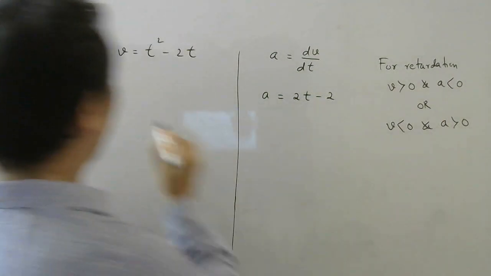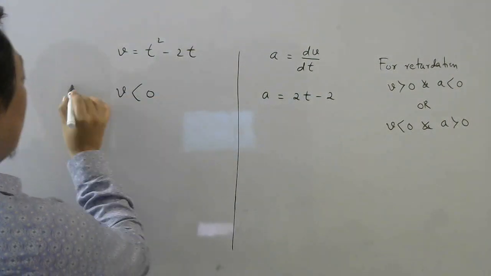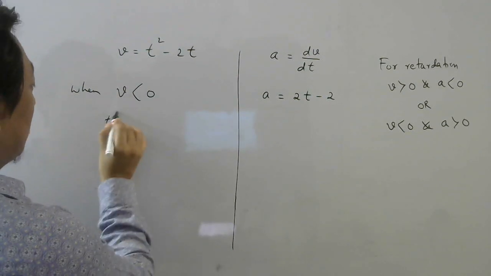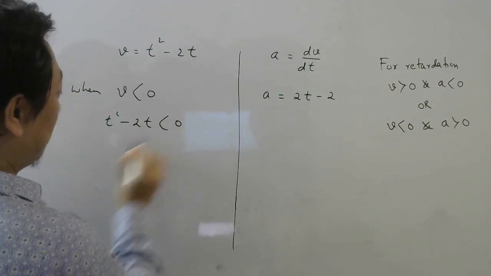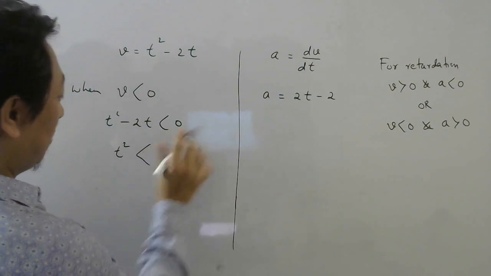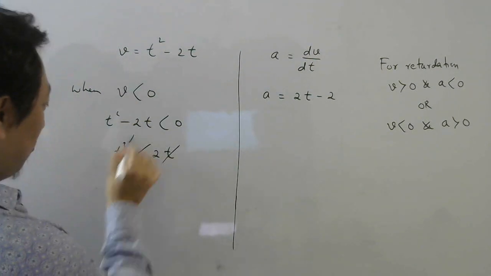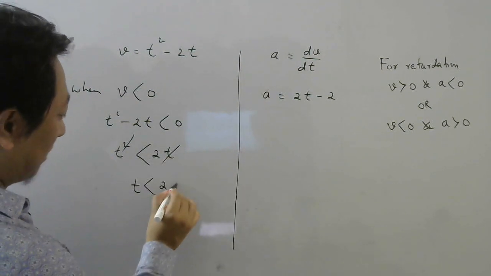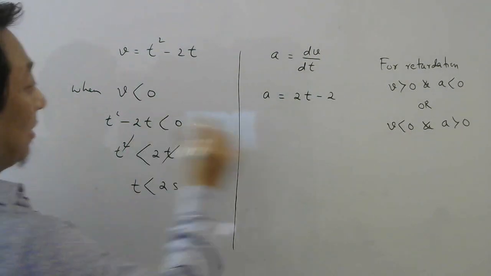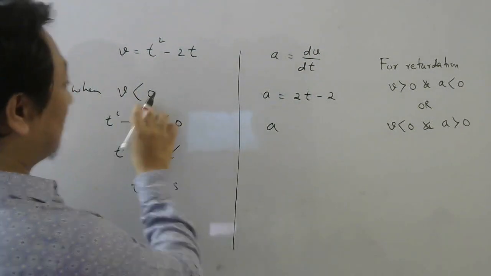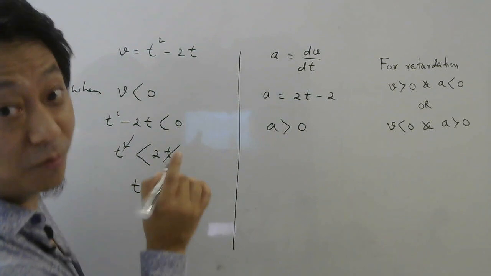Let us check this one. So v less than 0. When will v be less than 0? So t square minus 2t should be less than 0. t square should be less than 2t. One t will cancel, so t should be less than 2 seconds. And if v is less than 0, a should be greater than 0 for retardation, remember.